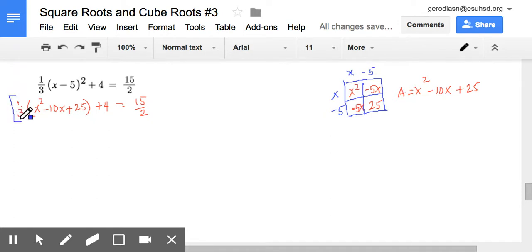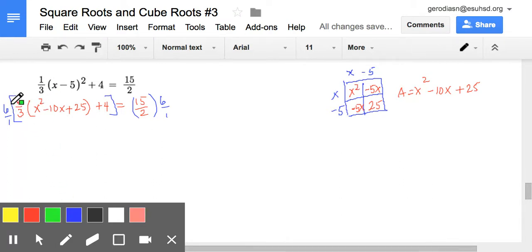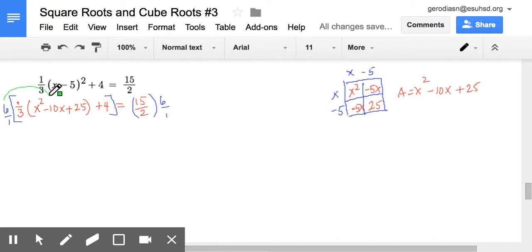So we're going to multiply the left side by 6. We can make it 6/1. And the right side by 6 also, 6/1. Now, we are going to distribute the 6 over this. So distribute over 1/3 times x squared minus 10x plus 25, and then 6 times 4.